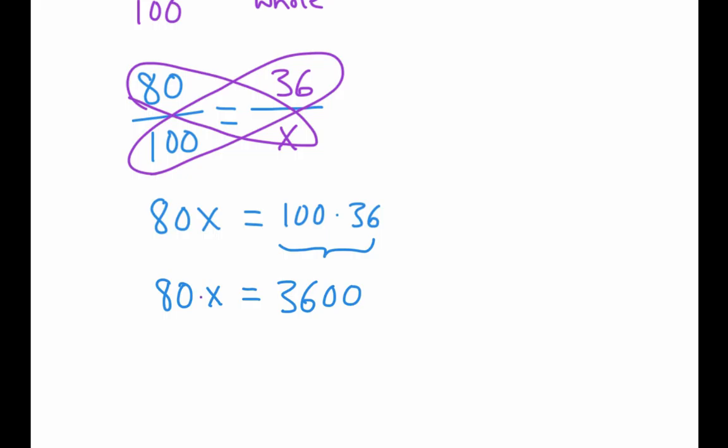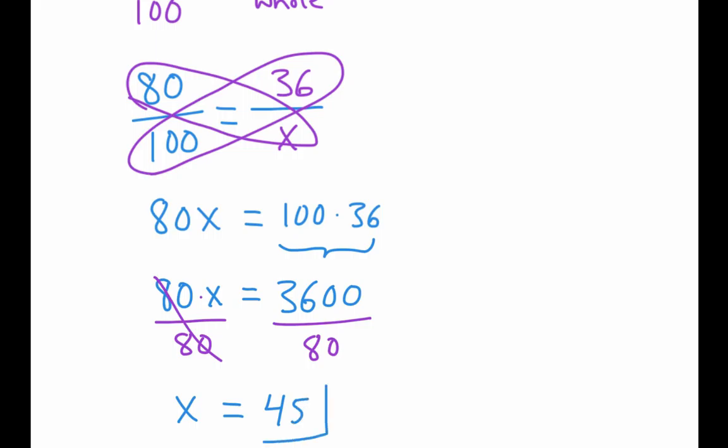And then you say, all right, what was done to x? X was multiplied by 80. So we divide both sides by 80 to get x by itself, x being in this case that whole number. What was that whole amount? When we punch that in, we get 45. So 45 is that number we're looking for.